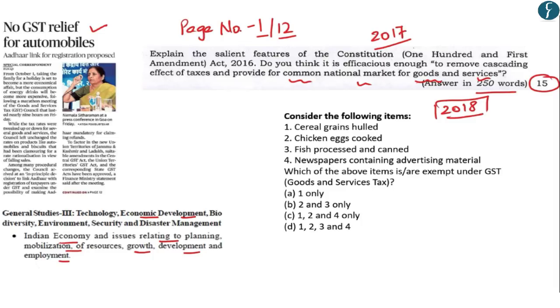Consider the following items. First is cereal grain hulled, second is chicken eggs cooked, third is fish processed and canned, and fourth is newspaper containing advertising material. Now we have to identify which of the following items are exempt under GST. So we know that third, that is fish processed and canned, is not part of it, and hence the correct answer is option C, that is 1, 2, and 4 only. Let's move to the article.